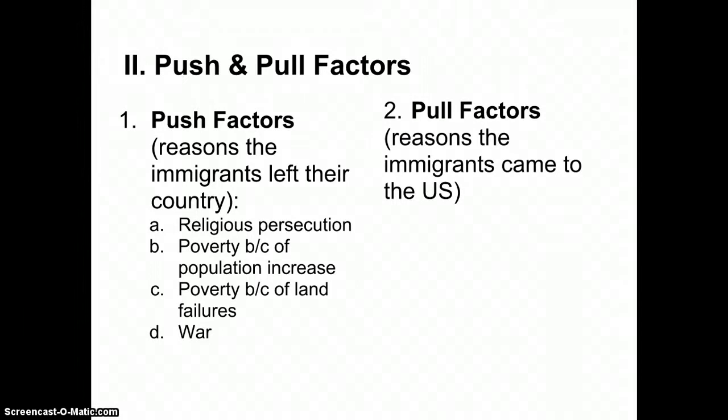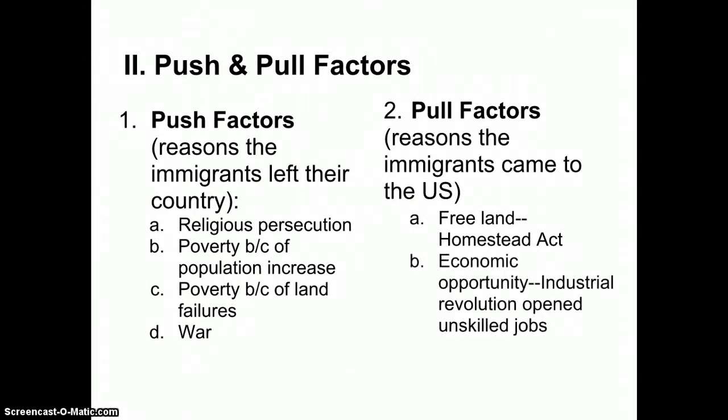Now, the pull factors are the things that make people come to the U.S., or to wherever they went. Of course, there's free land for the home because of the 1862 Homestead Act, so that drew lots of farmers. Economic opportunity. The Industrial Revolution opened up unskilled jobs. You didn't need to know how to make shoes to be on a shoe factory line. You didn't need to know how to make steel specifically. You had to just be able to perform one task in the steel mill, and you could be trained at that relatively quickly.